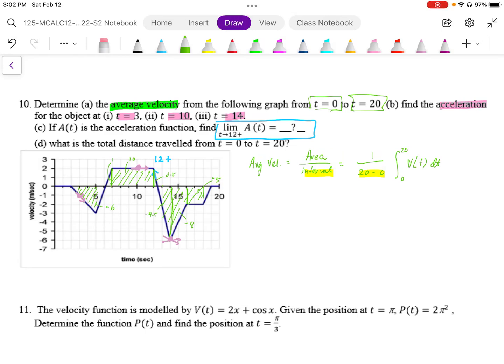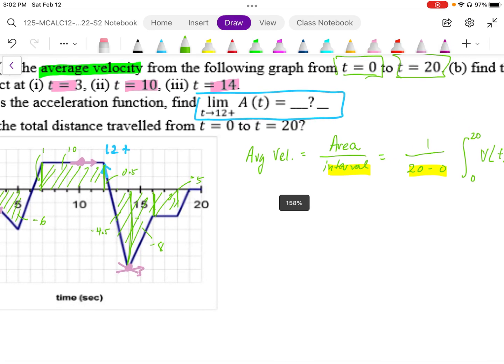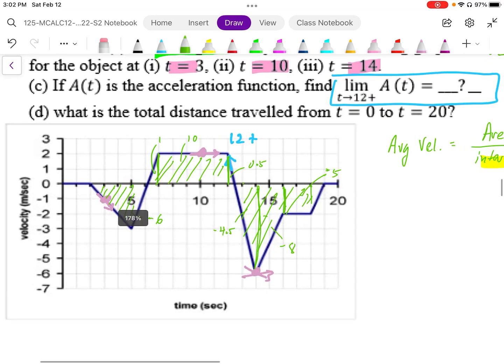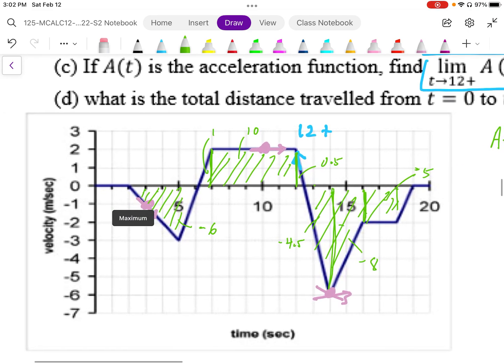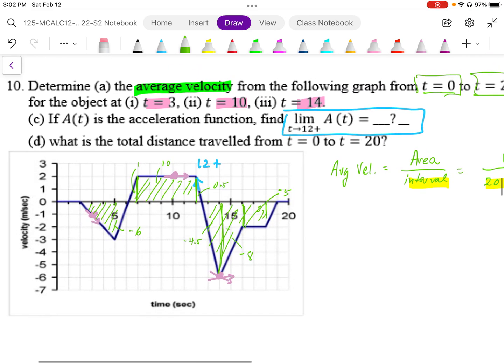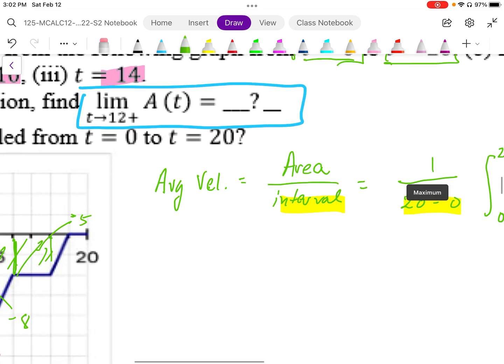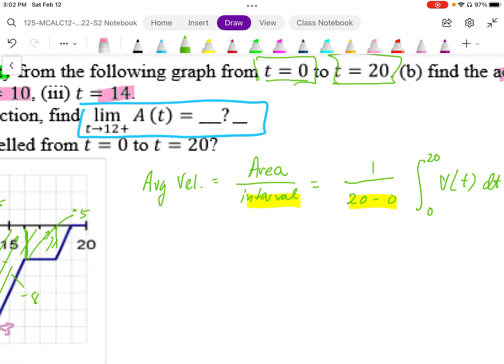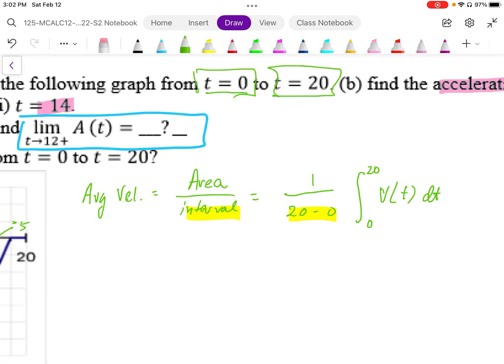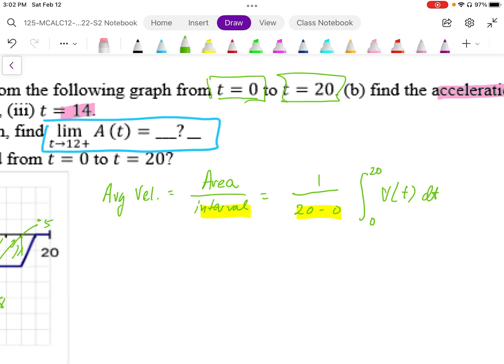So in question number 10a, it asks for the average velocity of the following graph from t equals 0 to t equals 20. So we are looking at using the fundamental theorem of calculus, and we're going to calculate average velocity. Since the y value is velocity, what we're trying to find is the average height of this graph. So the average value of a graph can be found by taking the area and dividing it by the interval width. Here the interval width is 20 minus 0. That's how far we've gone from t equals 0 to t equals 20.